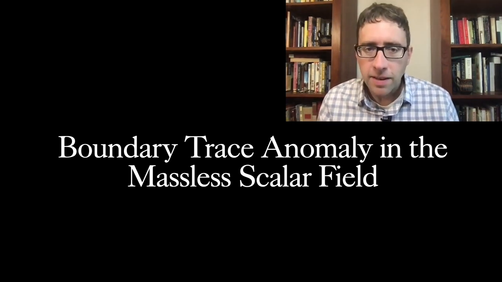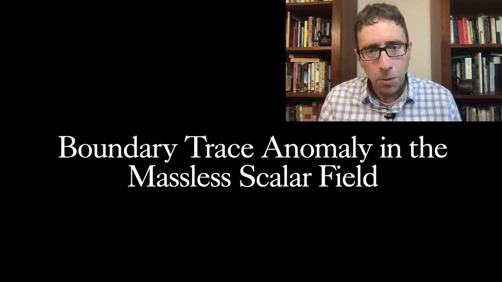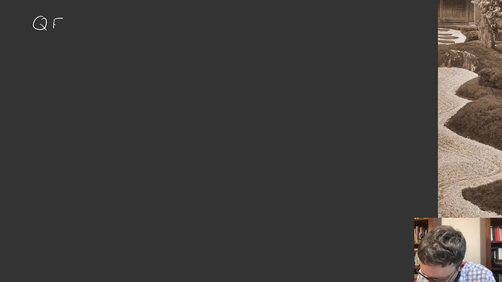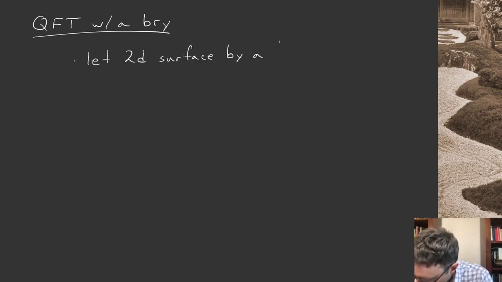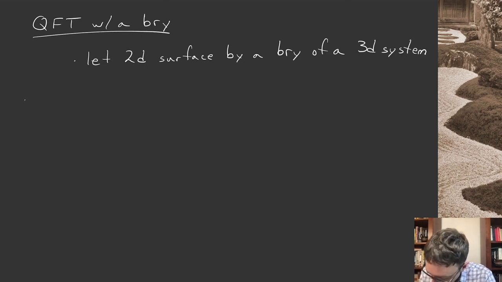I think it's a very nice example, and I hope you do too. So QFT with a boundary. We're going to let this 2D system that we had in the previous example now be a surface or boundary in some larger 3D system. So we're going to let the 2D surface be a boundary of a 3D system. And we're going to ask, what is this anomalous variation of the effective action now?